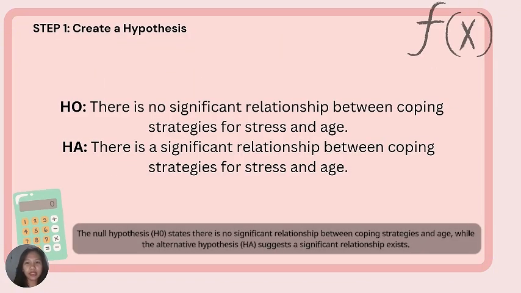The null hypothesis states there is no significant relationship between coping strategies and age, while the alternative hypothesis suggests a significant relationship exists. Before this tutorial ends, we're going to find out whether to accept or reject the null hypothesis.